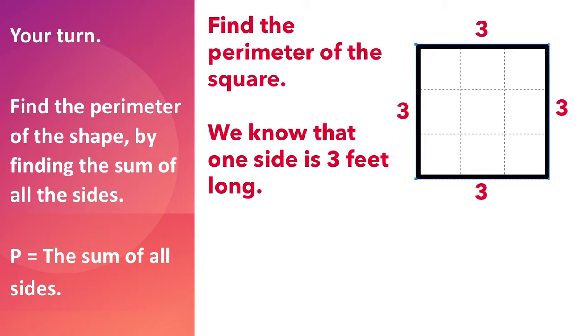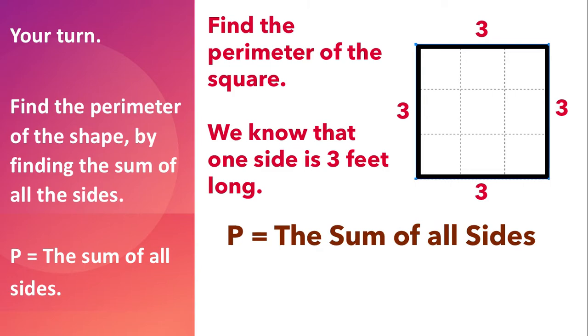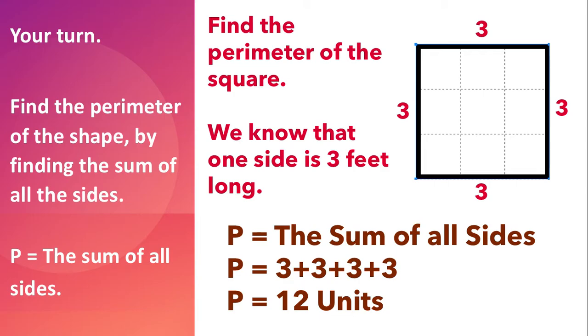So you would then have 3, 3, 3, and 3. Again, this is with squares. They will have the length of one side will be the length for all sides. So in this case, when you add 3 plus 3 plus 3 plus 3, you get 12 units. Remember, you are just counting the outsides. When I do this, I like to tally it. So I go 1, 2, 3, 4, 5, 6, 7, 8, 9, 10, 11, 12.